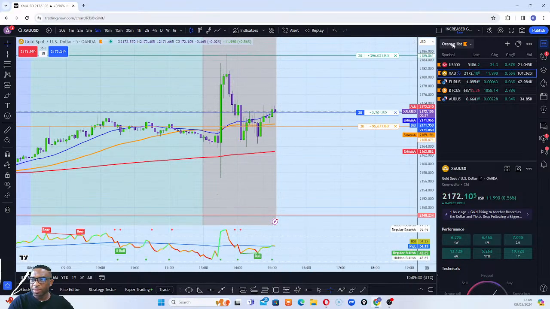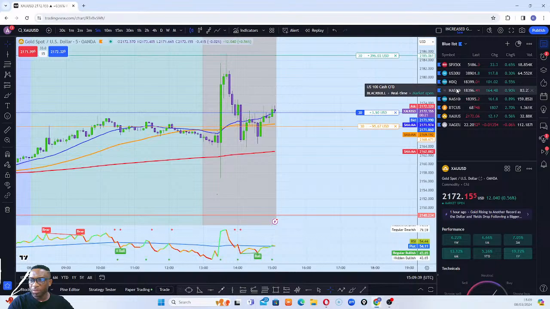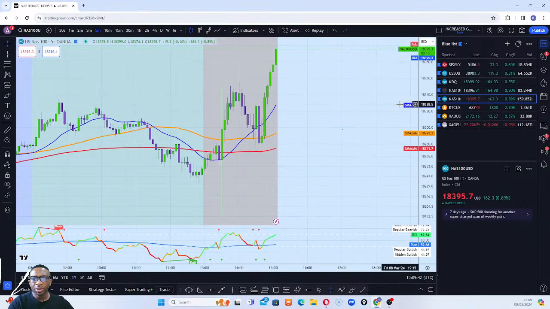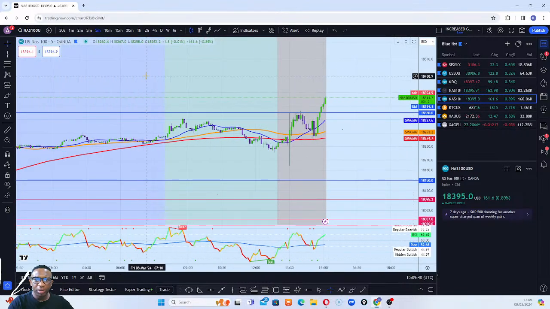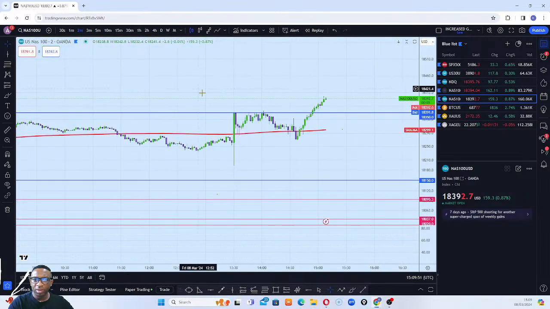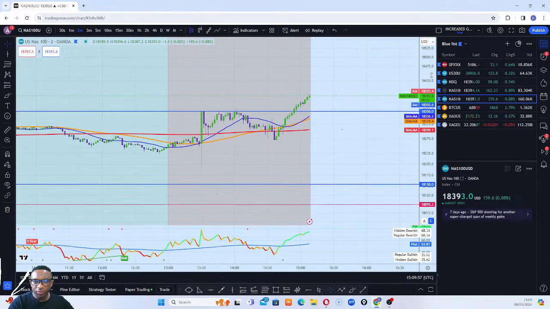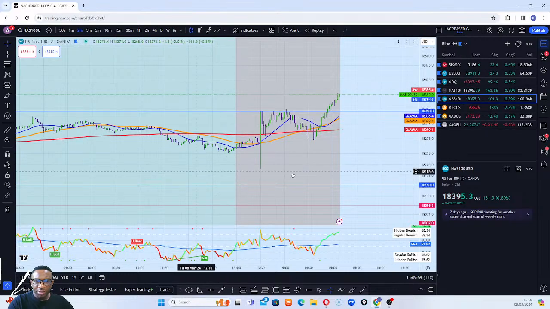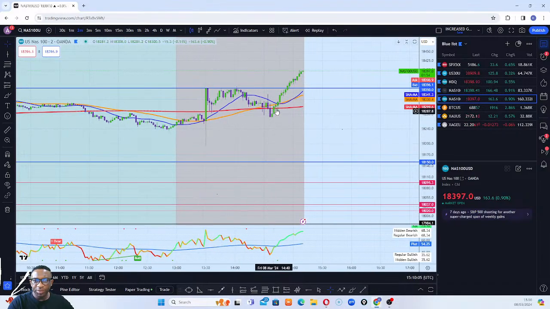Alright, so let's look at some other pair. Let's see what's happening on NAS. Oh dear, look at another beautiful move of NAS. NAS is giving us another beautiful move today. The run yesterday was so beautiful, and today too it started its push to the upside once again.